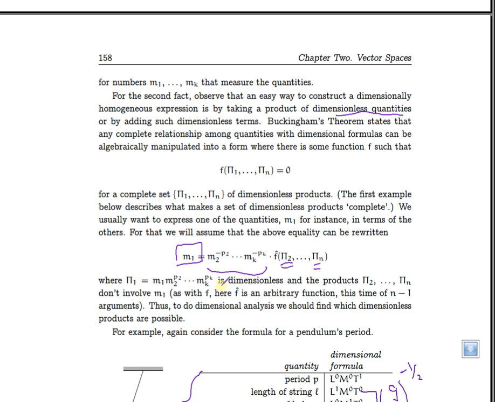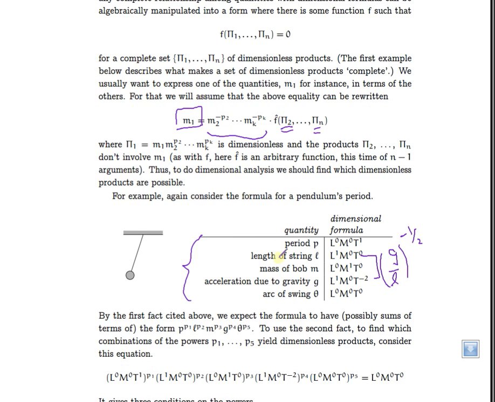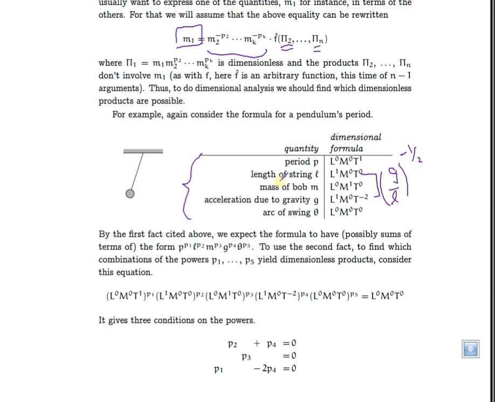All right, let's see how that works out for the pendulum's period. These are the quantities that we have. I want to find all possible dimensionless products. How do I do that? Well, I'm going to raise the period to some power, length to some power, mass to some power, acceleration to some power, arc to some power. And then what I want to do is get dimensional units where the L's cancel, M's cancel, T's cancel. So all he's done here is taken these dimensional formulas, raised them to the corresponding powers, and set it equal to a dimensionless result.